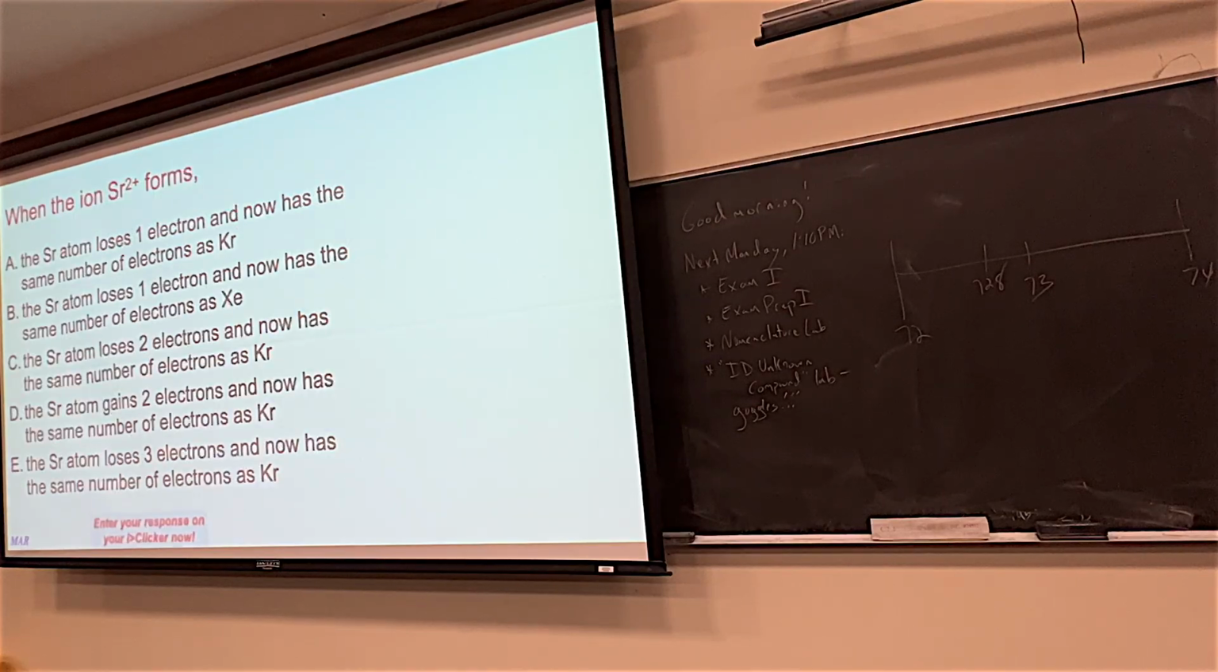So here's another question with how all of these things work out. In this particular question, we're forming the strontium 2+ ion. And one of those statements up there is correct. See if you can use your understanding of protons, neutrons, electrons, etc. to figure out which of those would be the best answer.